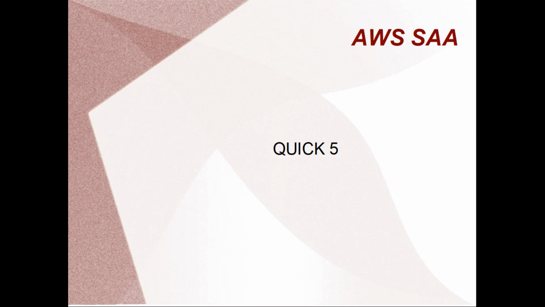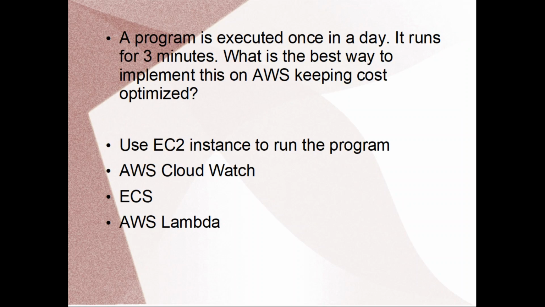So without wasting more time, let's get on with the question. So my first question is, suppose a program is executed once in a day. It runs for 3 minutes. What is the best way to implement this on AWS, keeping cost optimized?